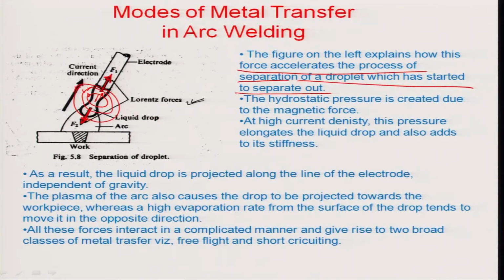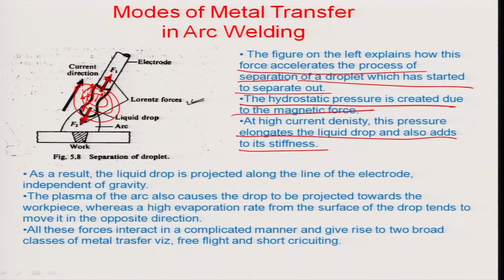and this magnetic field would have interaction, because obviously the magnetic field is in a perpendicular direction and the motion of the electrons is either towards this or towards this direction. So, in a perpendicular direction there will always be a sort of force which allows the droplet to split. Okay. So, the hydrostatic pressure is created due to the magnetic force, and at high current density this pressure elongates the liquid drop and also adds to its stiffness.